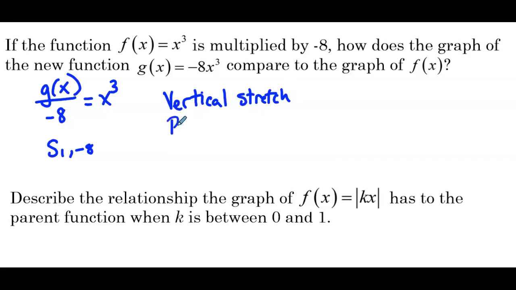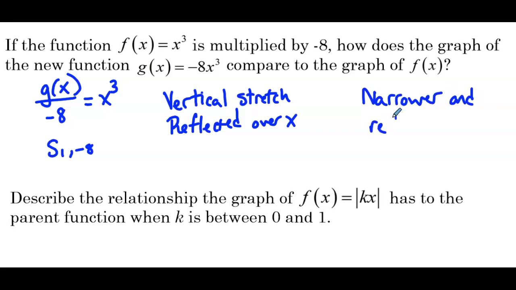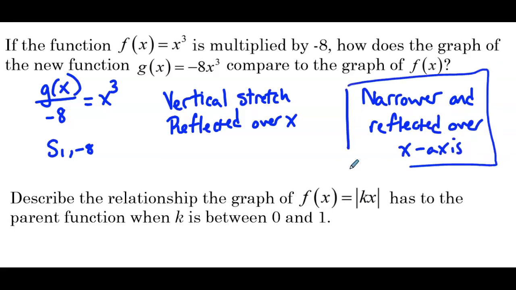And it's reflected, if we're negating the y, is reflected over the x. So how does it compare? The graph's going to be narrower and reflected over the x-axis. Okay, so that's why I didn't write vertical stretch by a factor of 8, because we're just looking for comparison now. So we want to use narrower or wider in our comparison.